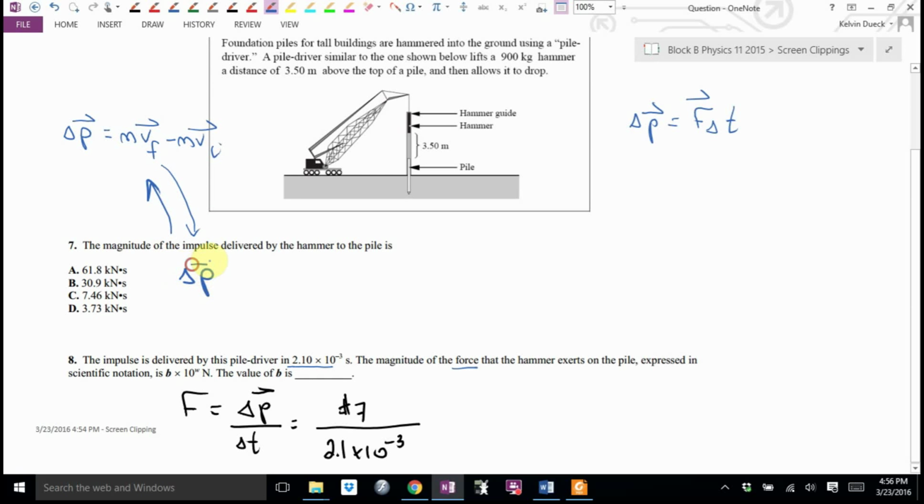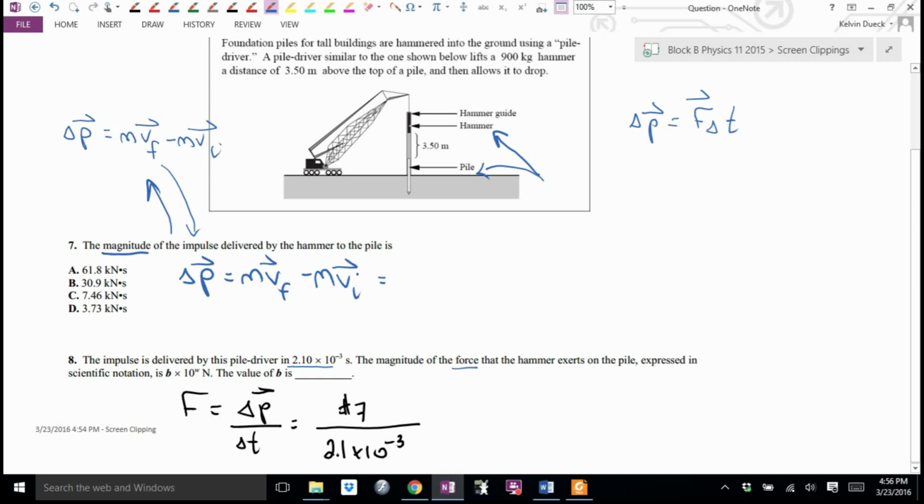So we have the change in momentum is going to be mass v final minus mass v initial. Now, I'm not going to actually figure out how much momentum the pile gets. Instead, I'm going to figure out the change in momentum on the hammer, because whatever momentum the hammer loses or gains, it's going to transfer to the pile anyways. So I'm going to look at the hammer. That's also why it says the magnitude of the impulse, because if I tried to calculate direction, this would get confusing. If the hammer loses momentum, the pile gains momentum, and it's going to be the same amount.